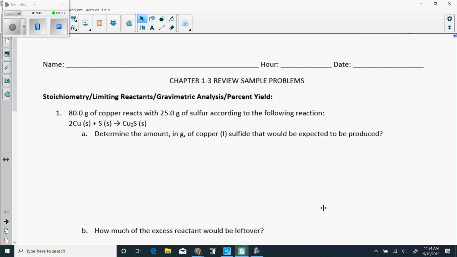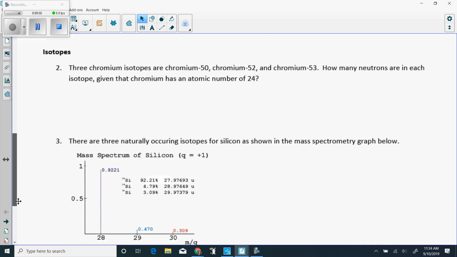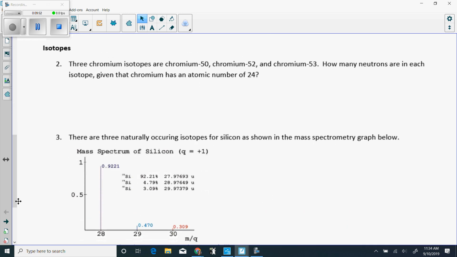Isotopes. An isotope is an atom that has a different number of neutrons. Okay? So like carbon always has 6 protons. That's what makes it carbon, because it has 6 protons. But there's lots of versions of carbon. Some have 7 neutrons, some have 5 neutrons. For this example, it's talking about chromium. Chromium is number 24. That means it has 24 protons, okay?